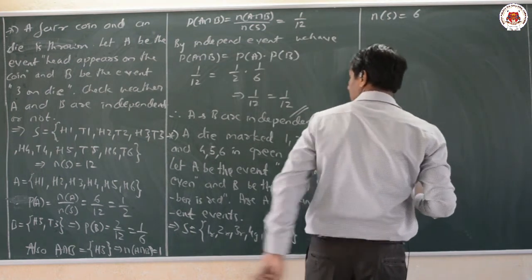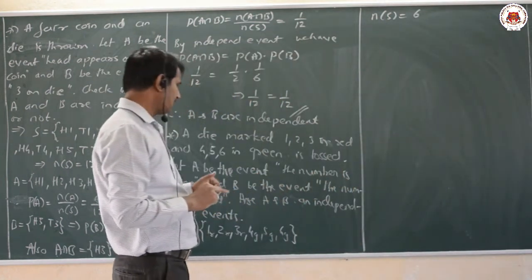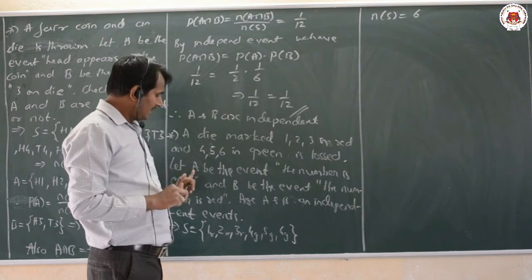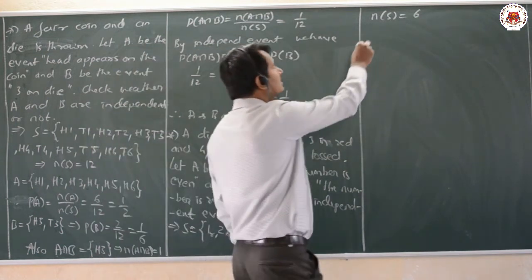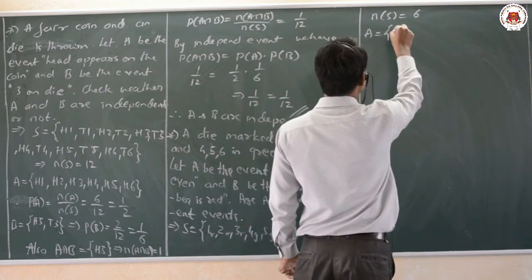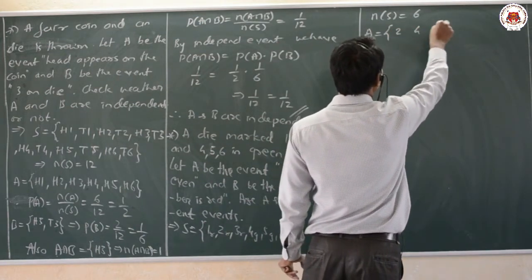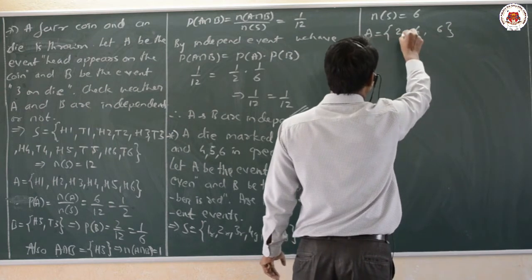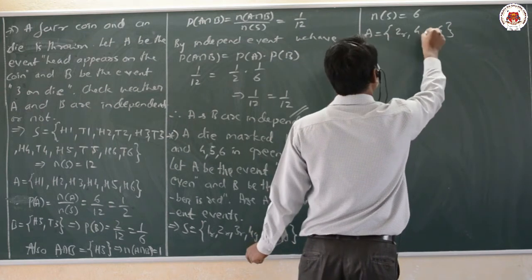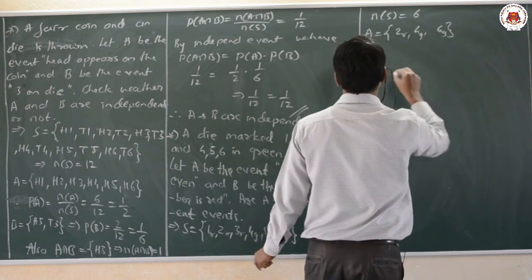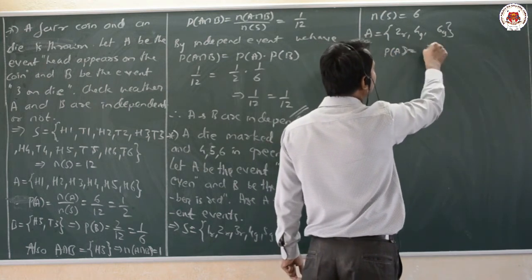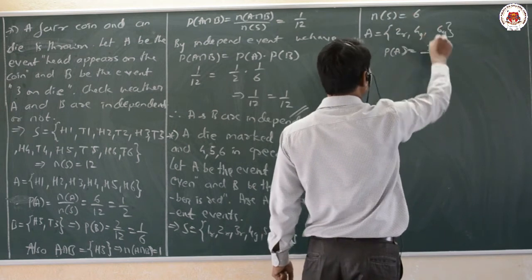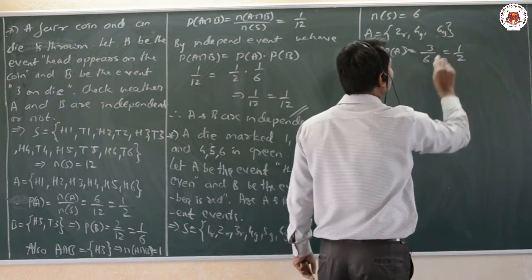Now let A be the event that the number is even. Even means 2, 4, 6. What is the color of 2? It is red, and 4 and 6 are green. That means probability of A is 3 divided by N of S, that is 6, so the value is 1 by 2.